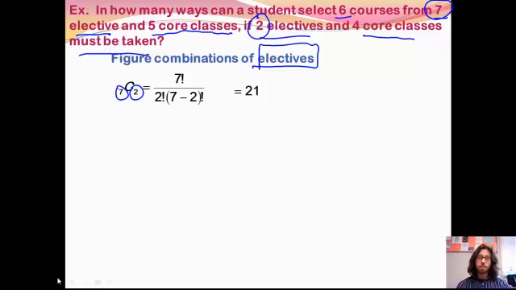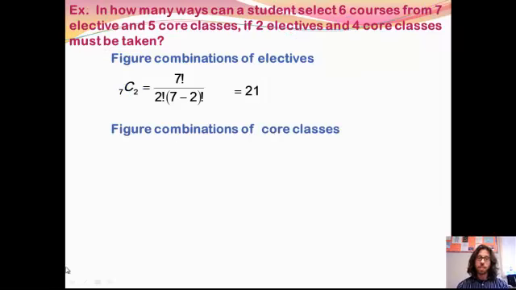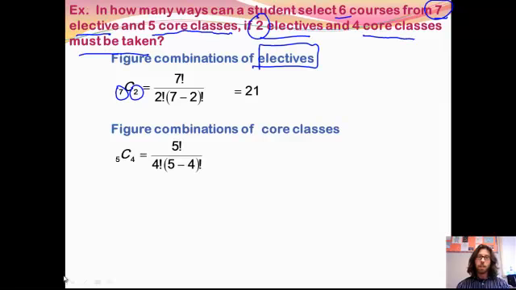Now the next piece of the puzzle is to figure out how many core classes we can take. For the core classes, I got these values by saying that there are a total of 5 core classes, and I have to take 4 total. So there are a total of 5, and I want to see how many groups of 4 I can pool those up into. And we see that this is in fact a much smaller number. There's only 5 possible combinations that we could do.